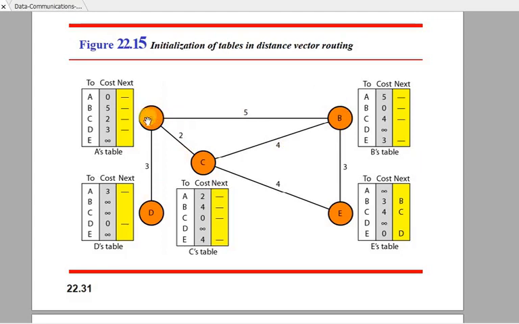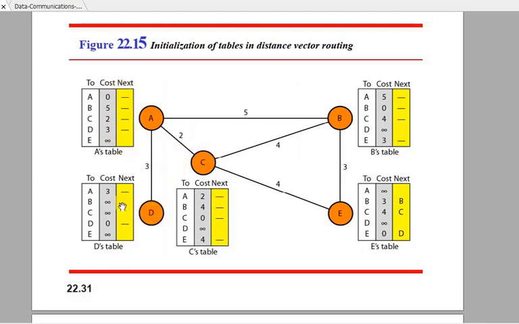So from A to A, it already knows it is 0. From A to B, it knows it is 5. From A to C, it knows it is 2. And from A to D, it knows it is 3. However, it does not know a path from A to E, and therefore we have an infinite value here. So we still don't know what has to be done, and there are no next hop values here till now.